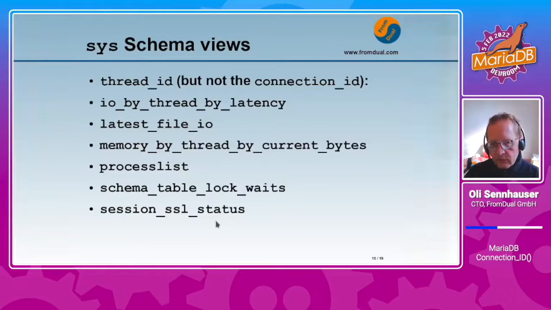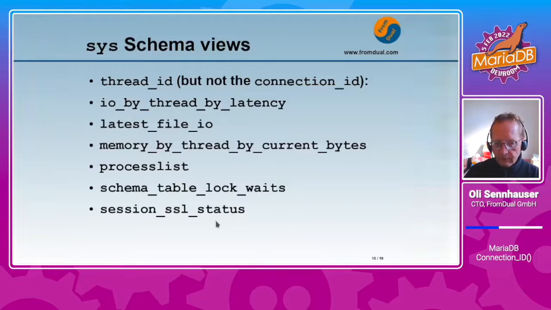Then related to the performance schema, there are the sys schema views. So also in the sys schema, we have the thread ID in many different places, but I've never found the connection ID there. So we need again to do the conversion from the connection ID to the thread ID to view the information in the sys schema. So where, for example, do we have it?